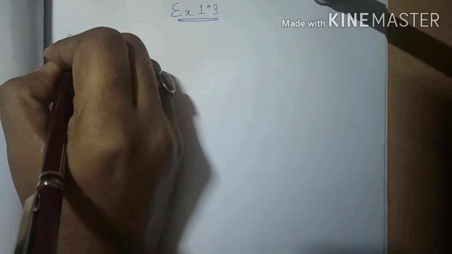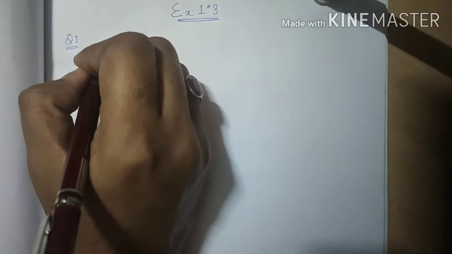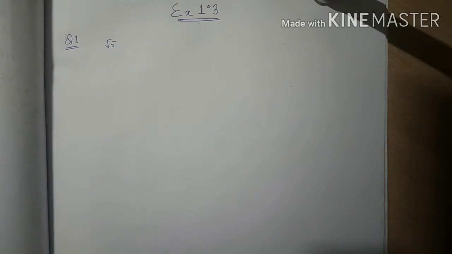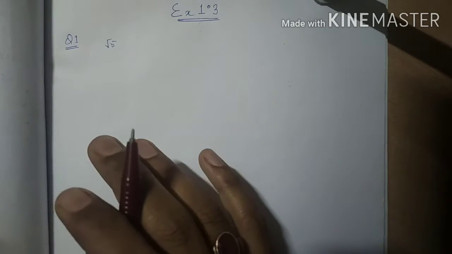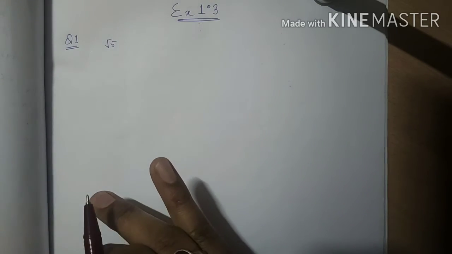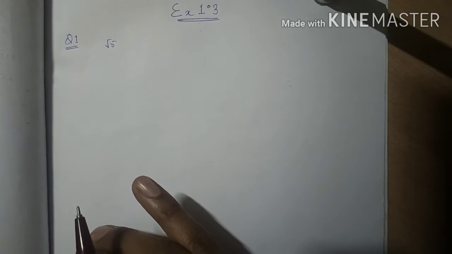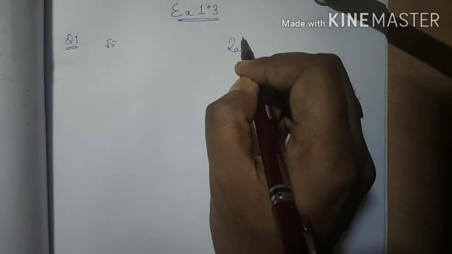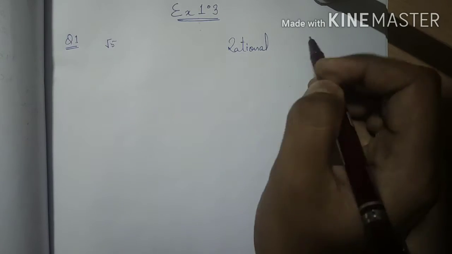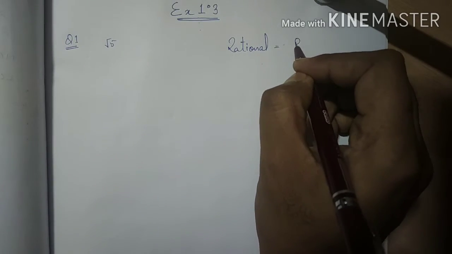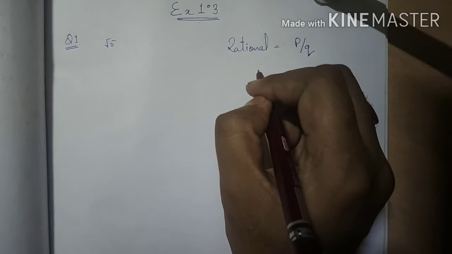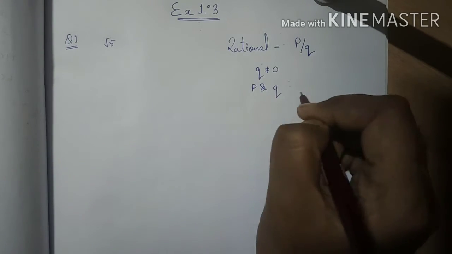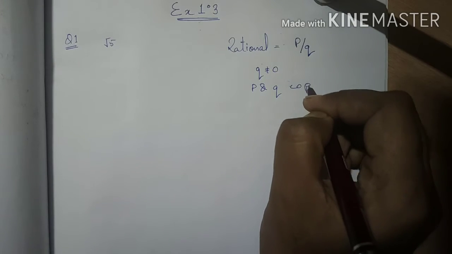First question, we need to prove that root 5 is irrational. To prove root 5 is irrational, we need to prove that root 5 cannot be written in the form of p by q. So what is rational? A rational number is a number which can be written in the form of p by q, where q should not be 0 first of all, and p and q must be coprime.